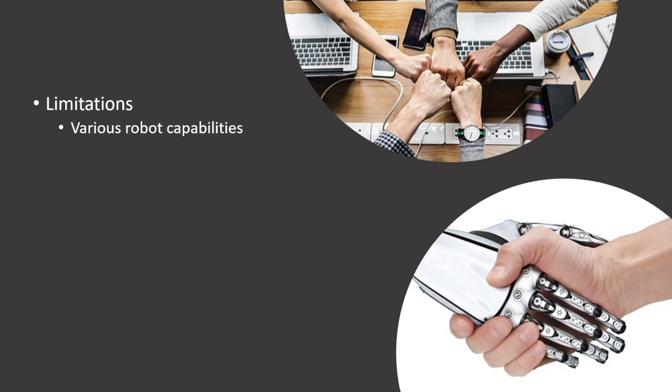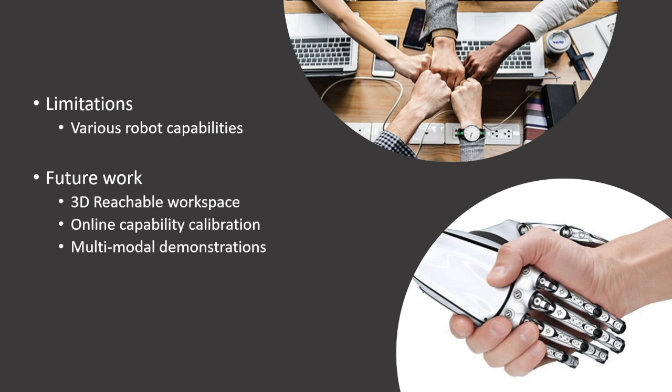Also, we mainly look at 2D reachable workspace of robots. This is due to the constraints that it is hard to demonstrate 3D positions in the online study. In the future, we plan to conduct in-person study for calibrating 3D reachable workspace. Other possible directions include multimodal demonstrations and online calibration.